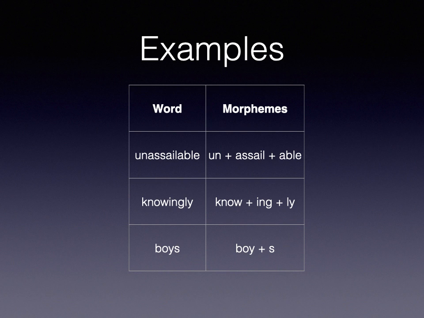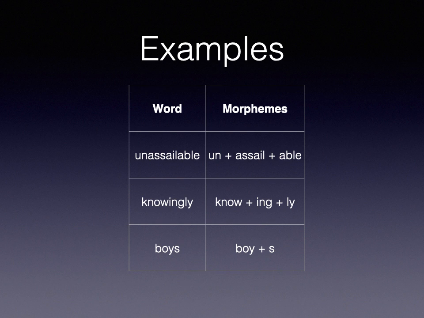Now you cannot say that these three are words. Assail can be a word, able can be a word in some context, but un is not a word. So un, assail, and able are all morphemes. Now look at the next example. Knowingly. Knowingly can be split into know plus ing plus ly.